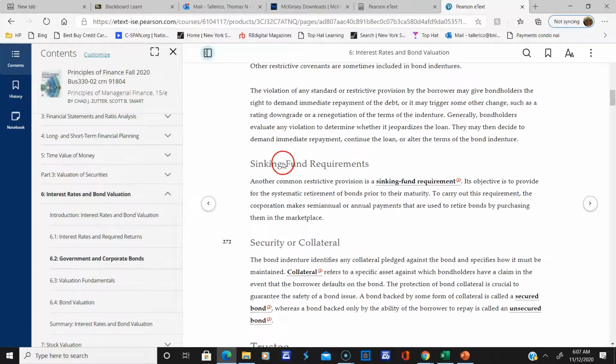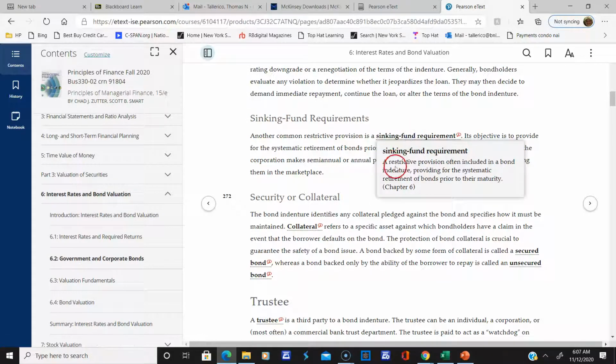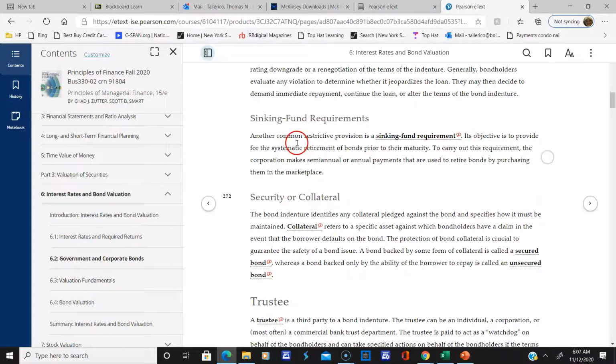All right. So another couple more terms here. A sinking fund requirement is a restrictive provision often included in a bond indenture providing for the systematic retirement of bonds prior to their maturity. So they may have a sinking fund. All right.